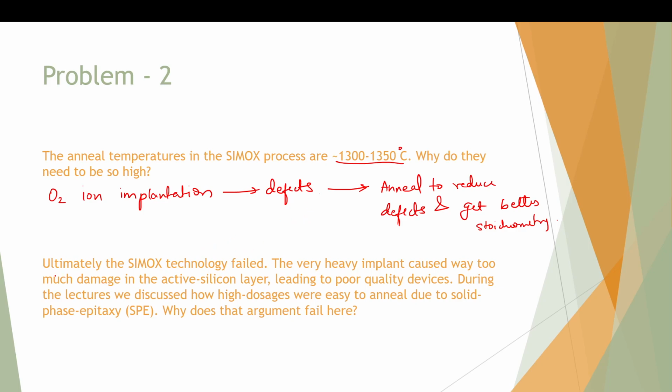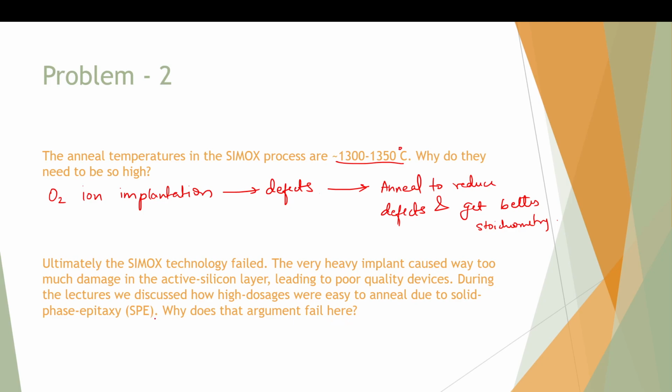Okay, so next what they are asking. Ultimately, the CMOX technology failed. The very heavy implant caused way too much damage in the active silicon layer, leading to poor quality devices. During the lecture, we discussed how high dosages were easy to anneal due to solid phase epitaxy. Why does that argument fail here?